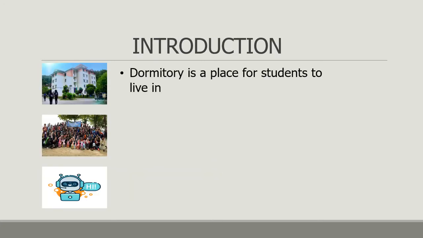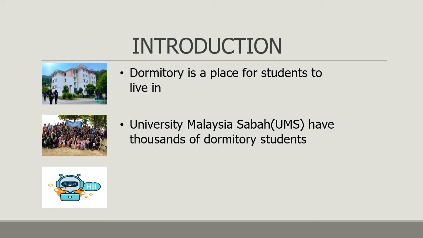Firstly, dormitory is a place for students to live in. It is a place that students whose residence is far away from the educational institution can live in. Other than that, it is considered as an essential need for students. Next, University Malaysia Sabah has thousands of dormitory students. This is because UMS has 10 dormitories. Most of them are located at Kota Kinabalu and others are located at Sandakan and Labuan.